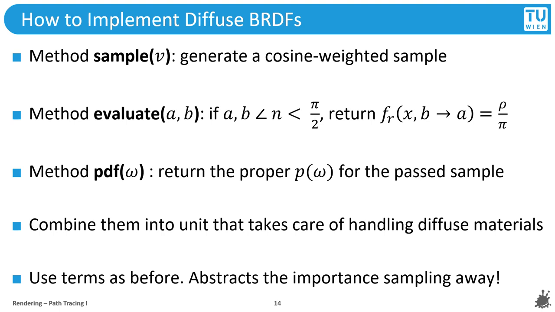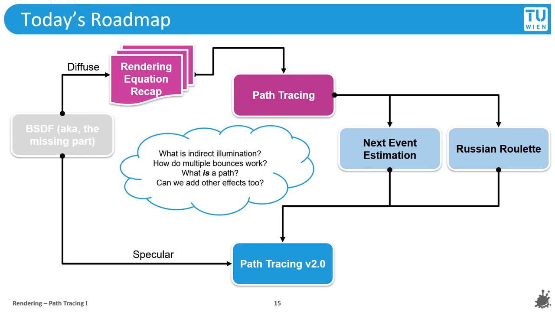In the path tracing procedure, we can then use the values that these methods generate, much like before, to hide the importance sampling in the BRDF. We will see it being used in code shortly, but before we make it part of our path tracing routine, we must write our path tracing routine. So let's quickly recap the main takeaways from last time and then continue to put them into code.